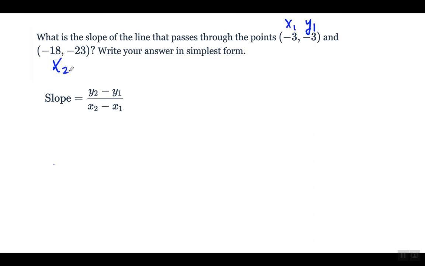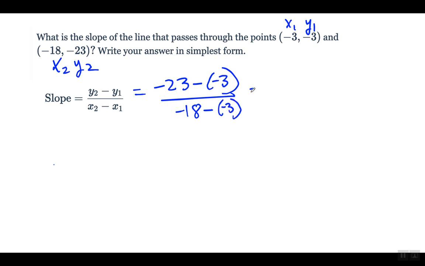and x2, y2. So on the top, it's going to be negative 23 minus negative 3. On the bottom, it's going to be negative 18 minus negative 3. All right, so the two negatives become a positive. So on the top, you're going to get negative 20. On the bottom, you're going to get negative 15. A negative divided by a negative equals a positive.